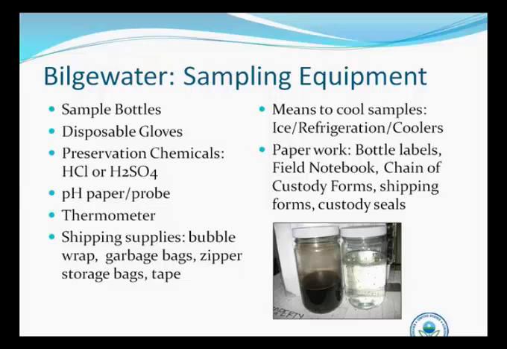pH paper, a thermometer, various bubble wrap, garbage bags, zipper bags, tape to keep things from leaking and breaking, a means to cool the samples, whether you plan on putting the samples on ice or putting it in a refrigerator, and coolers for transport. And then the other set of equipment is going to be your paperwork, which includes bottle labels, field notebooks, your chain of custody forms, shipping forms, and custody seals.